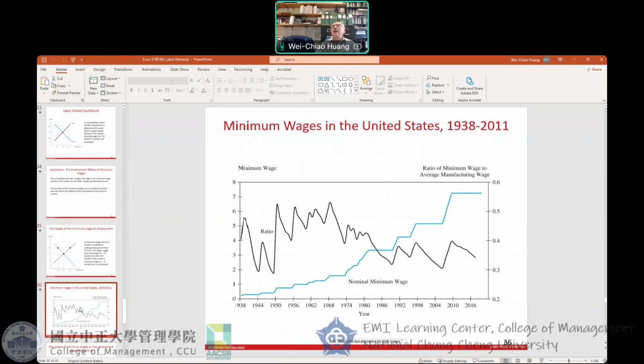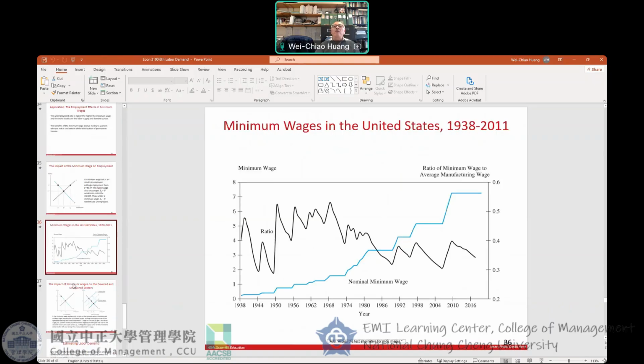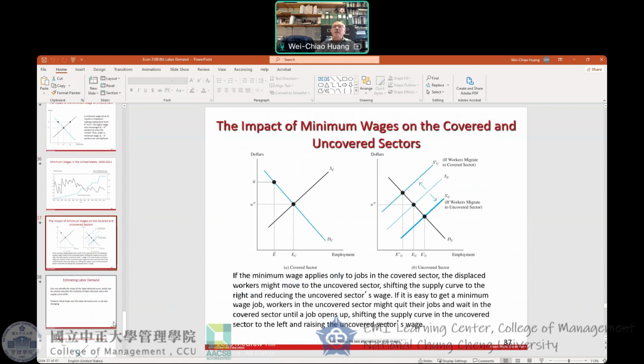All right, now you have some kind of history here. You can read that further. And then there is some further discussion about the impact of minimum wage on the covered and uncovered sectors, because not all sectors will be covered, required by the firm to pay minimum wage. There are some sectors, we're not talking about geographic differences. It could be in the same market, but there are some firms that do not have to pay minimum wage. They are uncovered sectors.